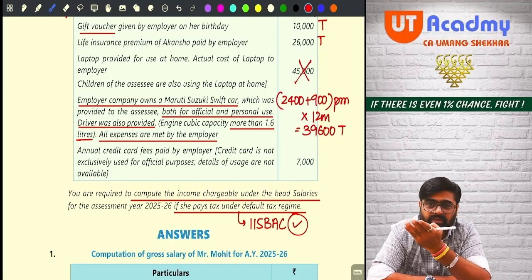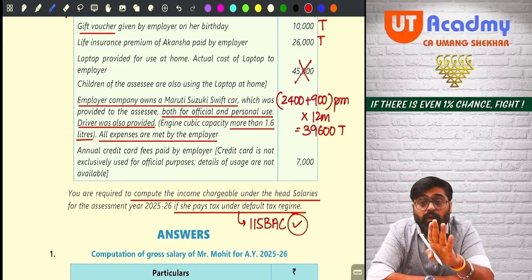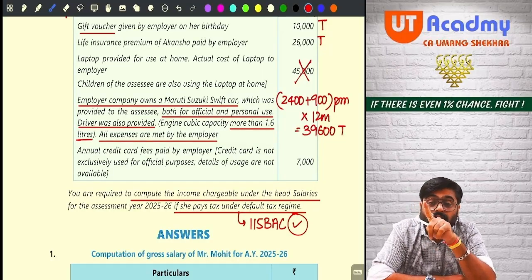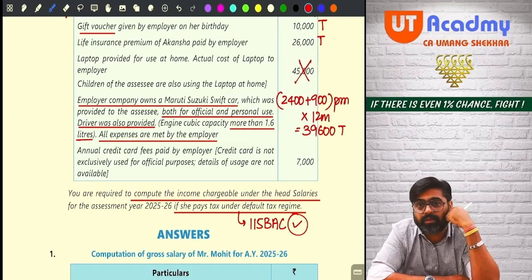See, this kind of question they ask in the exam. Trust me, the same question came in the exam a few years back.